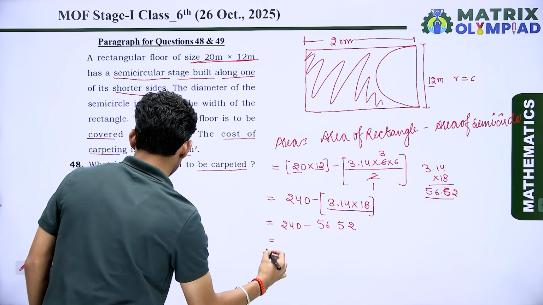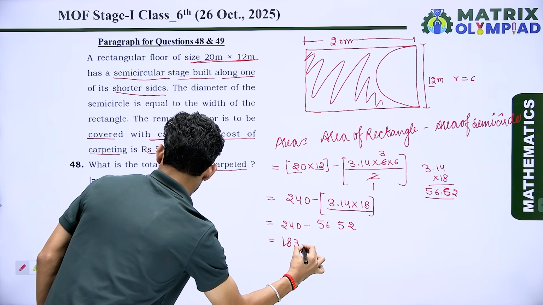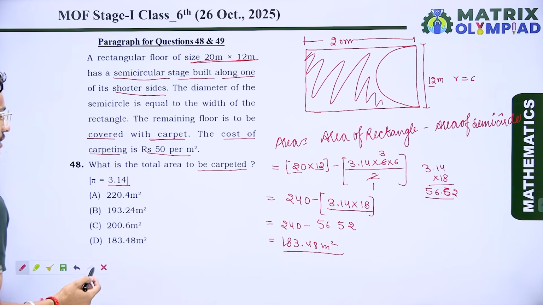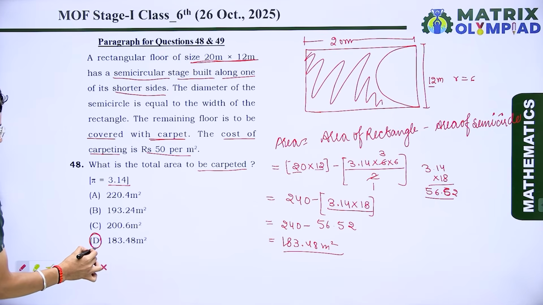So now when we subtract it, we get the answer, that is 183.48 meters square. So check which option is correct. So here option number D is the correct answer.